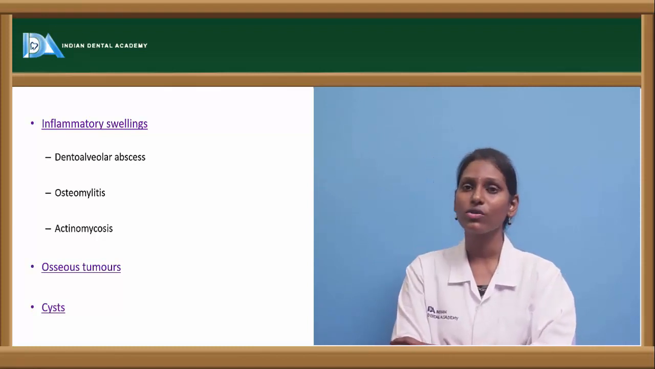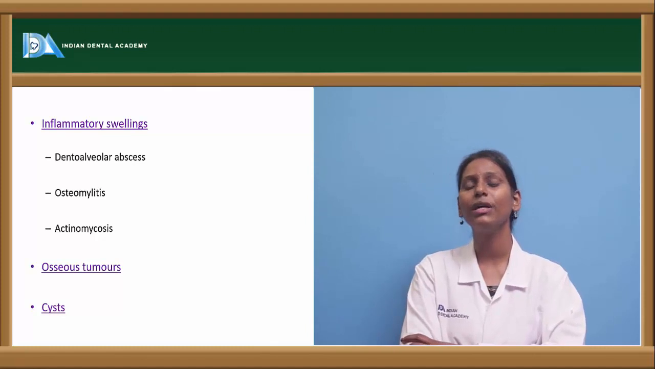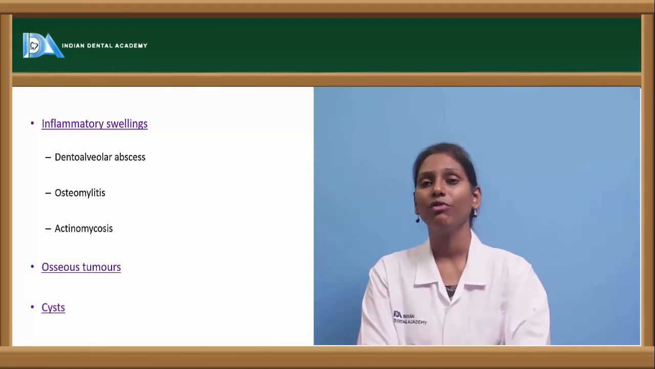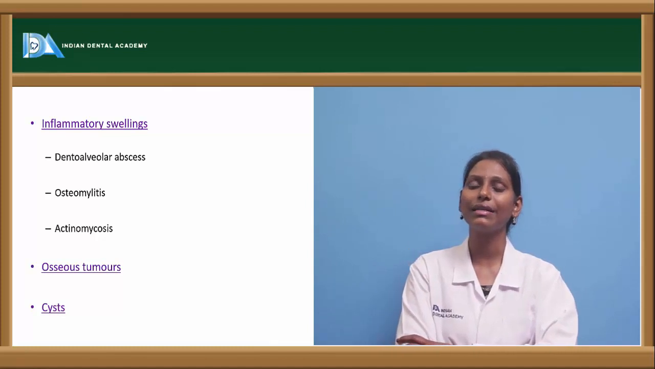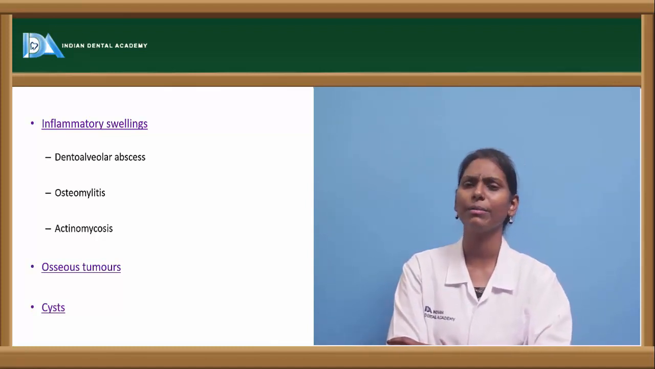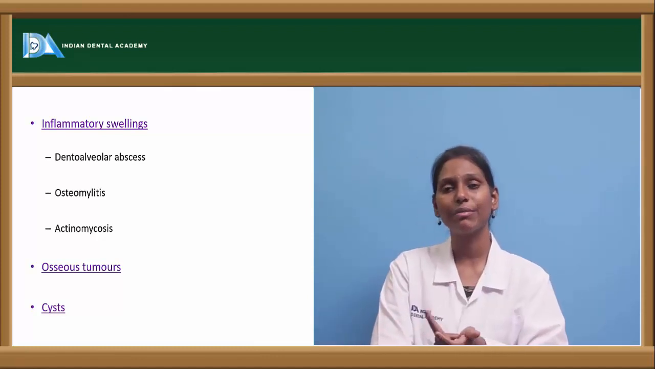And we have something called osseous tumors. These osseous tumors can be either a benign tumor or a malignant tumor. Benign tumors can be again of various types like ameloblastoma, etc. And benign tumors can be your ameloblastoma. We can have odontogenic myxoma, etc.